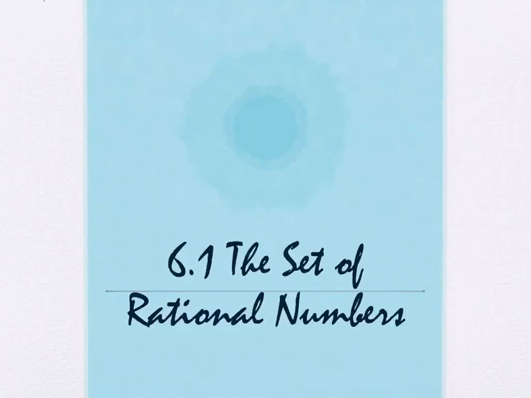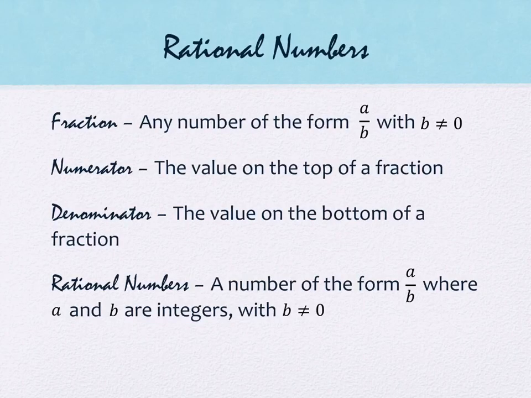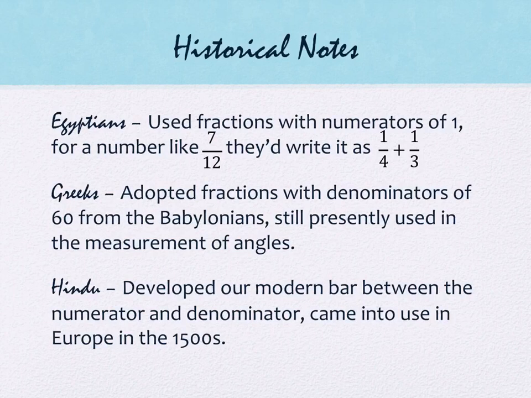So we started section 6.1 last time, looking at the set of rational numbers. And I want to talk just briefly about some origins of these kinds of numbers. So Egyptians are credited with having used fractions. All of their fractions actually have numerators of 1, which is a little interesting. So instead of writing a fraction as like 7/12, they would have written it as a sum of fractions with numerator 1. And I'll tell you what, I'm glad we're not doing it that way anymore because that sounds a little bit complicated to me. So that's what they did.